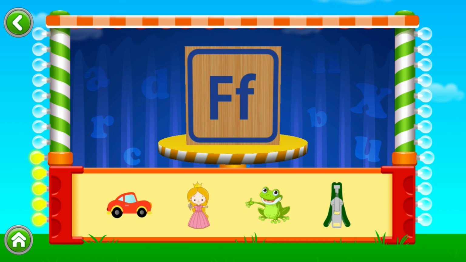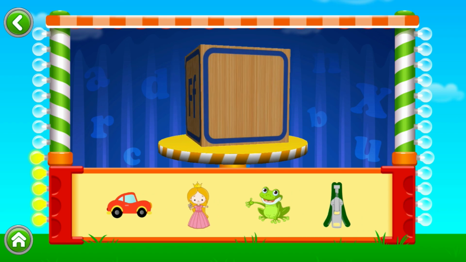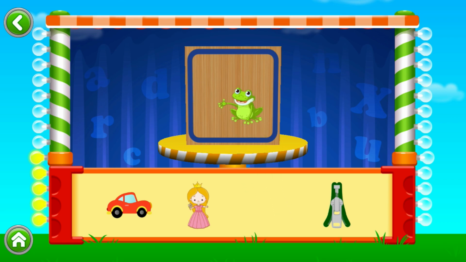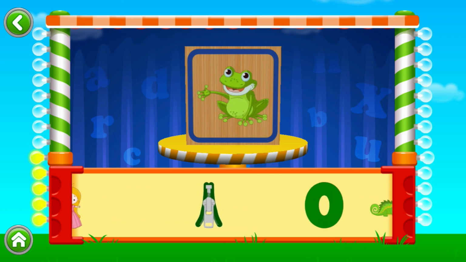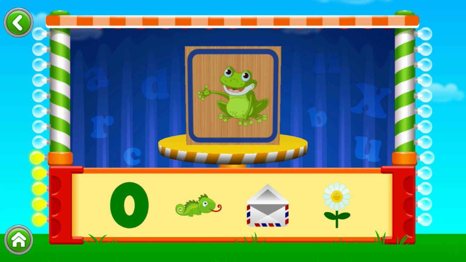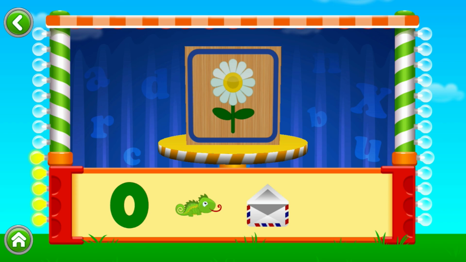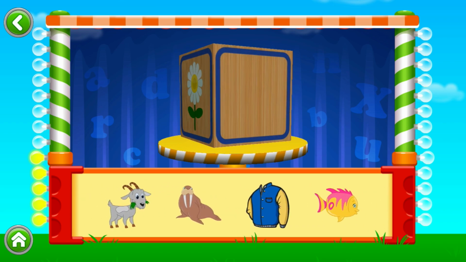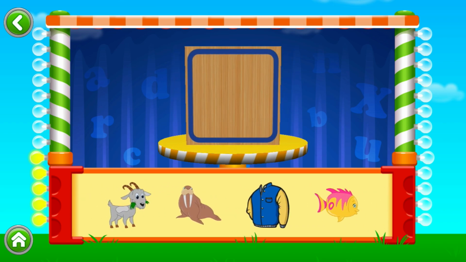F. Frog. Go ahead and turn the letter cube. Flower. Now, let's do the next side. Fish.